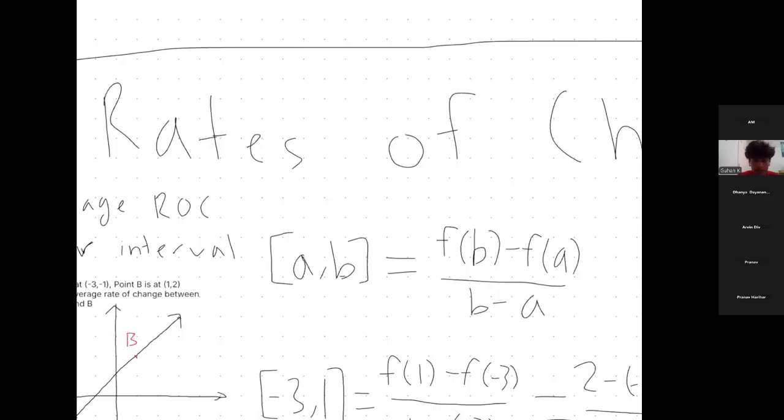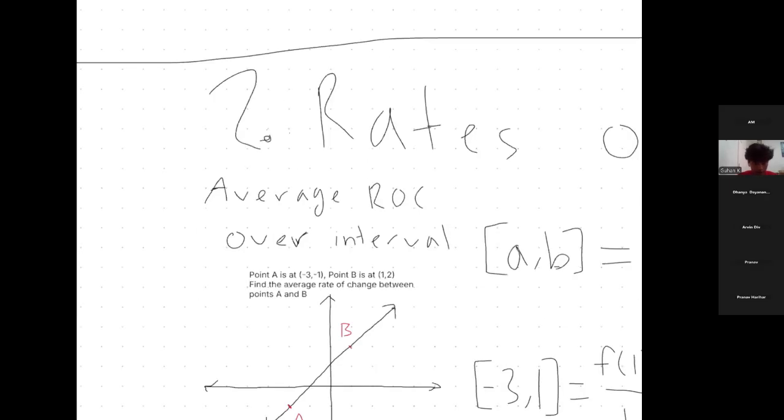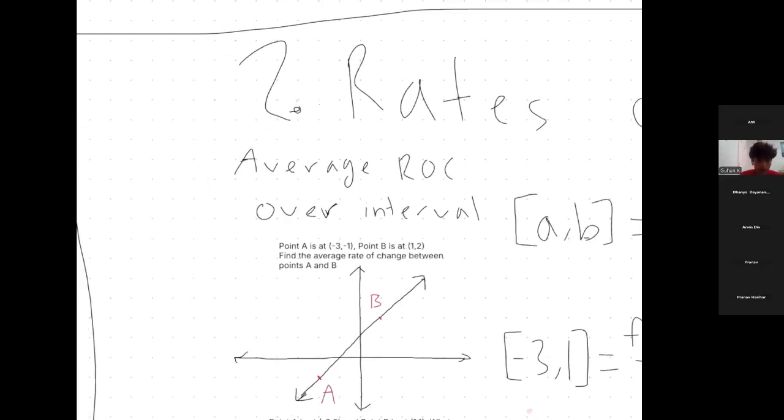So f of B just means the graph we're looking at, which is f, and then at the x value B, what's the y value, right? So minus where the y value is when the point is A, and then just B minus A. Now that might confuse you, but let's look at the example here, and then you'll be fine. All right, so point A is at -3, comma -1. Point B is at 1, comma 2. Find the average rate of change between points A and B.